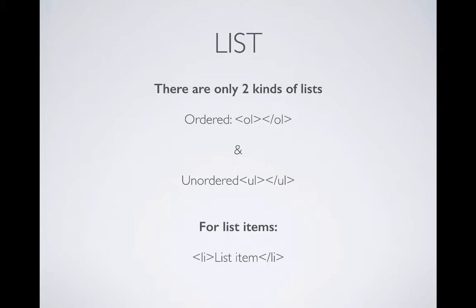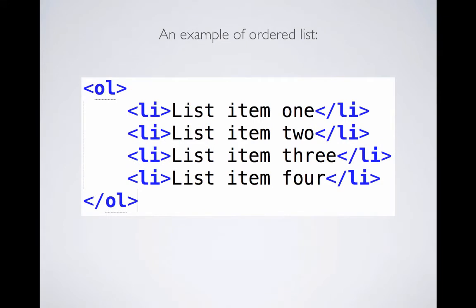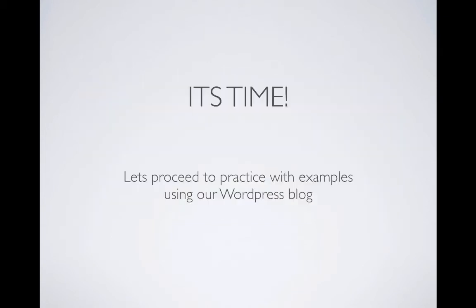Let's look at a few examples of what a list in HTML looks like. Here is an example of an unordered list. Simply place the list items you want within the UL tag as shown here to get an unordered list. Let's move on to look at the ordered list. Notice how similar they are. The only difference in coding is the naming of UL to OL for each list tag.